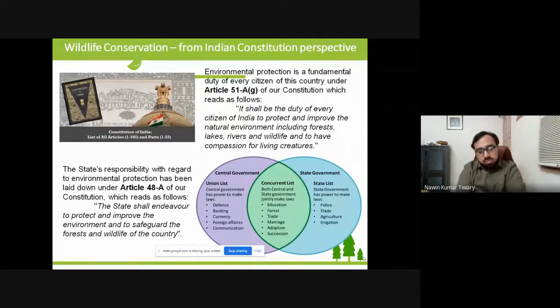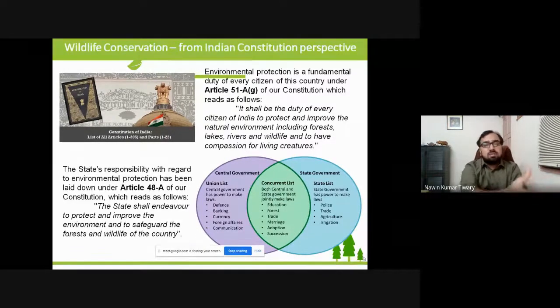which actually imposes the responsibility of wildlife conservation on the state, that states shall endeavor to protect and improve the environment. By state here, what we mean is that both the state and the central government, the government should actually take those initiatives.